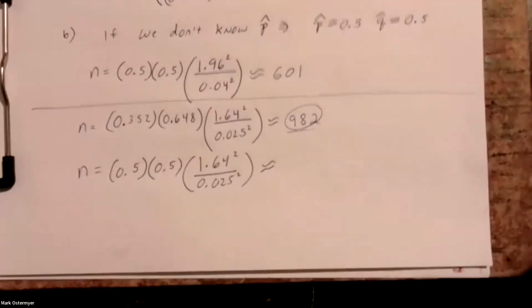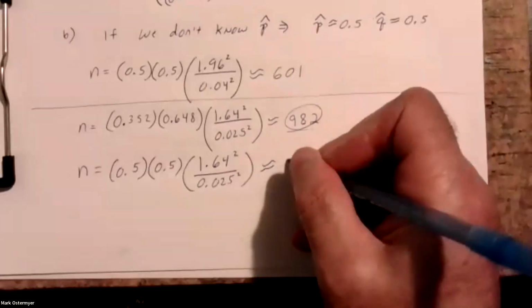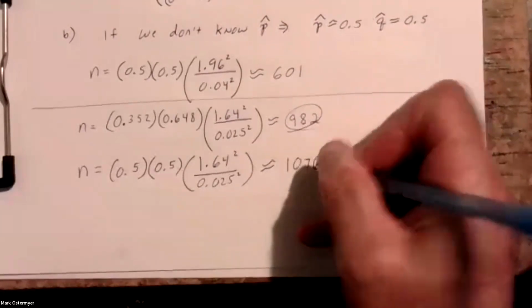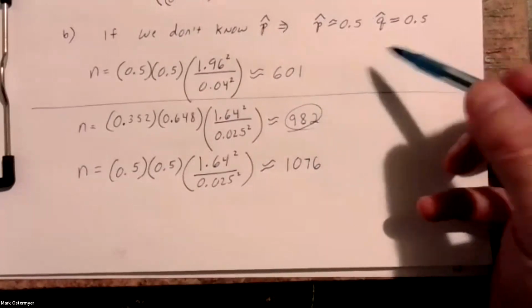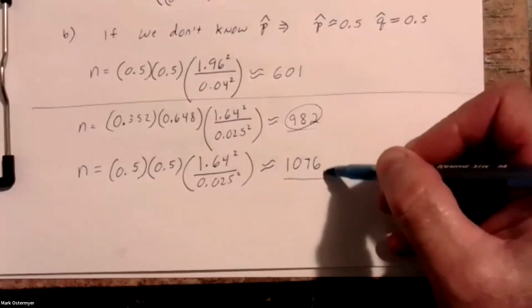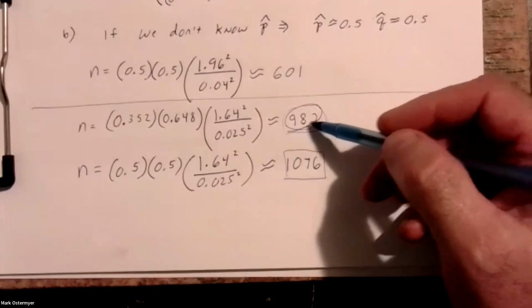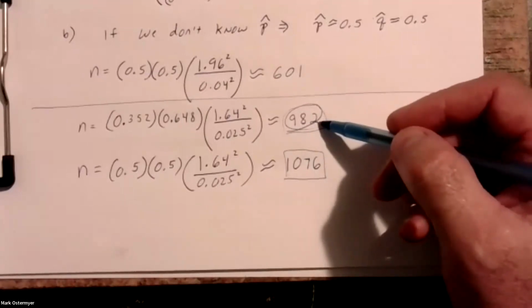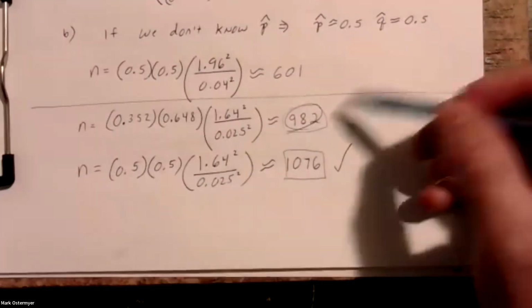And I worked this out too. I think I got like 1097 or something. Yeah, I got 1075 here. I'd call it about 1076 here. So again, when in doubt, if you're out in the field, this is not that much larger of a sample than this. What is it? About 90 more observations or so. So I would probably opt for this rather than this.